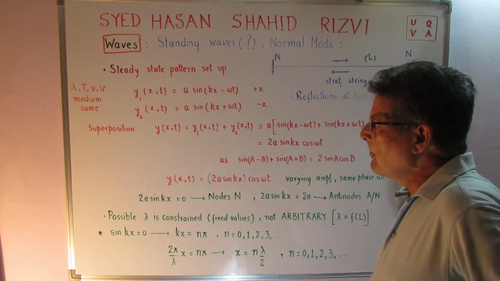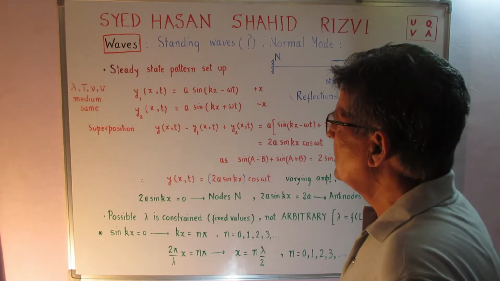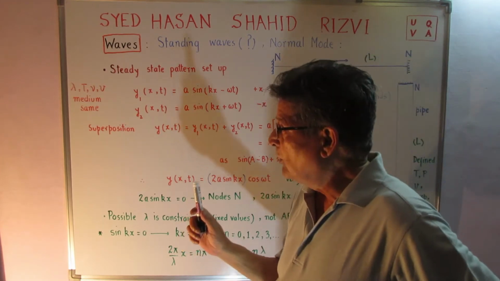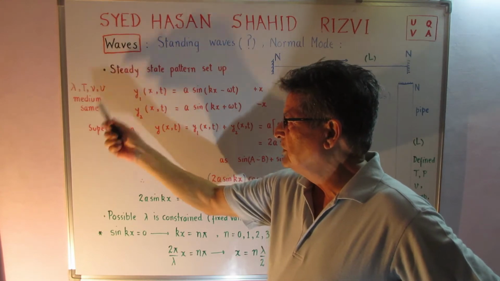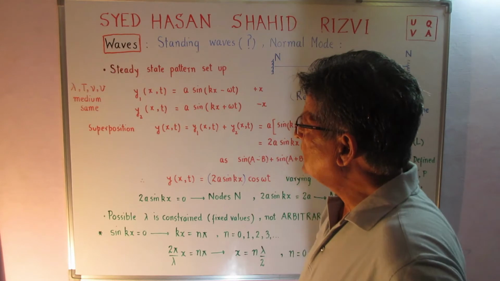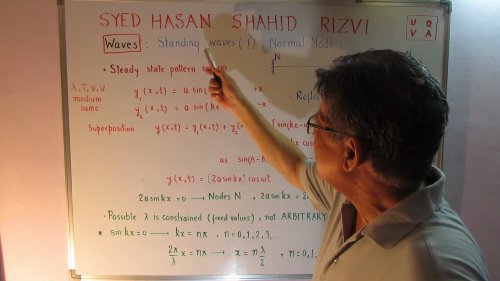Now we have some certain conditions that the waves which we are talking about have the same lambda, the same T, the same nu, the same velocity, and the same medium. Under all these conditions we obtain what are the standing waves.